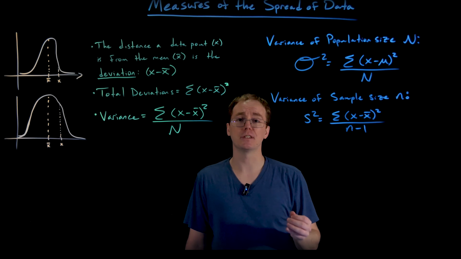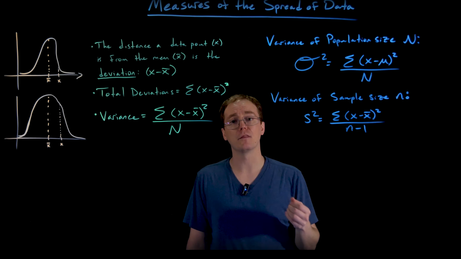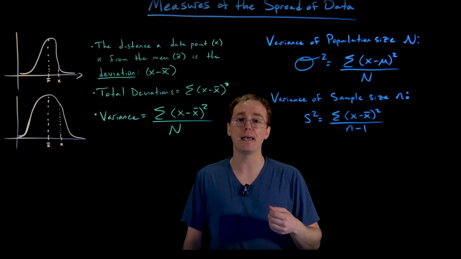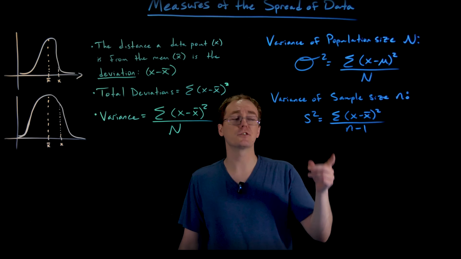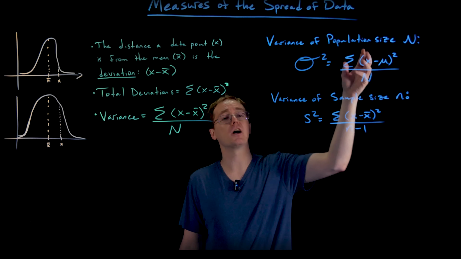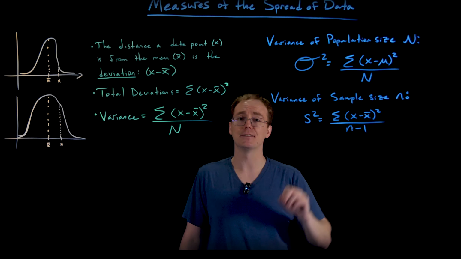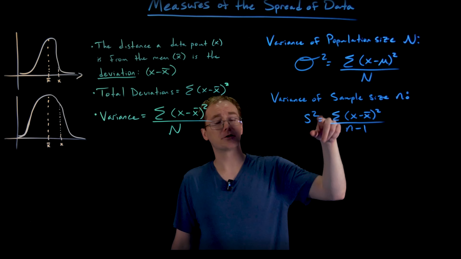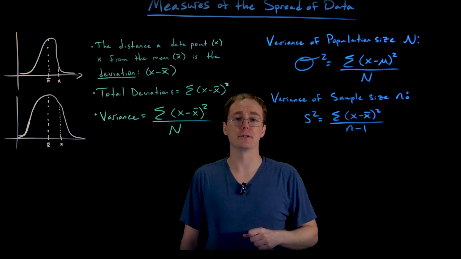And there's some really interesting theoretical and algebraic reasons why we divide by one less, or n minus 1 instead of n. Without going too deep into all that algebra or theory, we want the variance for the sample to be a good estimator for the variance of the population. And what ends up happening is if you divide by n instead of n minus 1, then the variance for our sample always ends up underestimating the actual variance for the population.